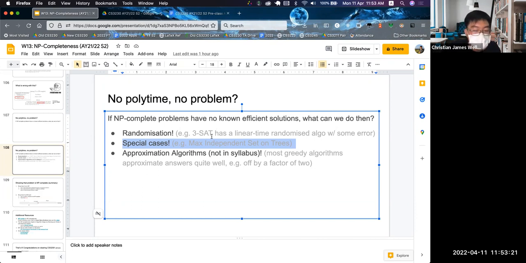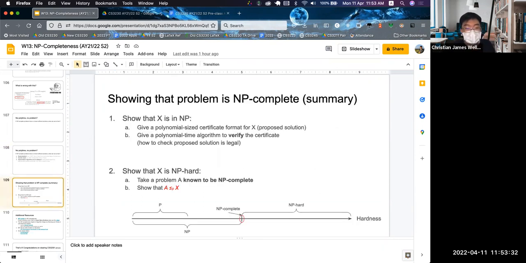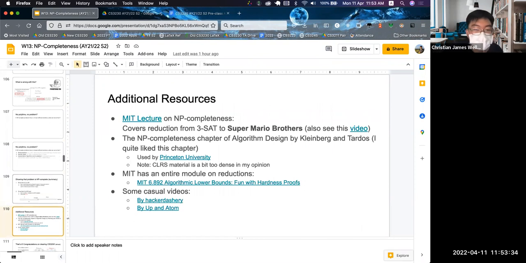So this is a special case. Or there's this thing called approximation algorithms that give approximately the correct answer. It's not too far from the best answer, but it's close enough. Okay, so with that, this pretty much concludes the tutorial.